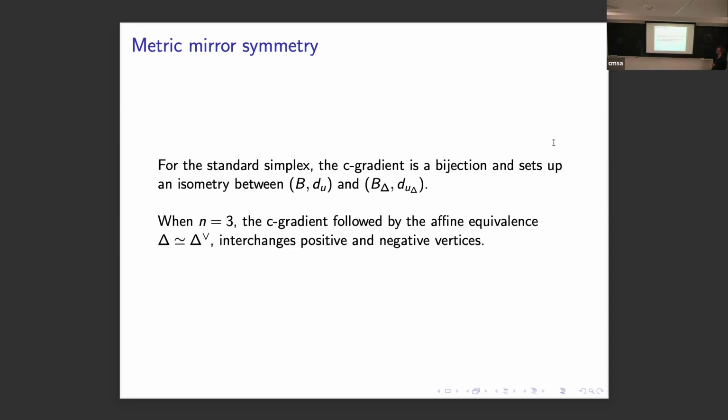And when n is 3, there's not much to draw, but of course, when you work with a simplex, the dual is also a simplex. It's not the same reflexive simplex, but they're affinely equivalent. So you have this map from one of them to the other, but then you can just affinely identify them, so you get a map from the simplex to itself, which is an isometry on this smooth part.